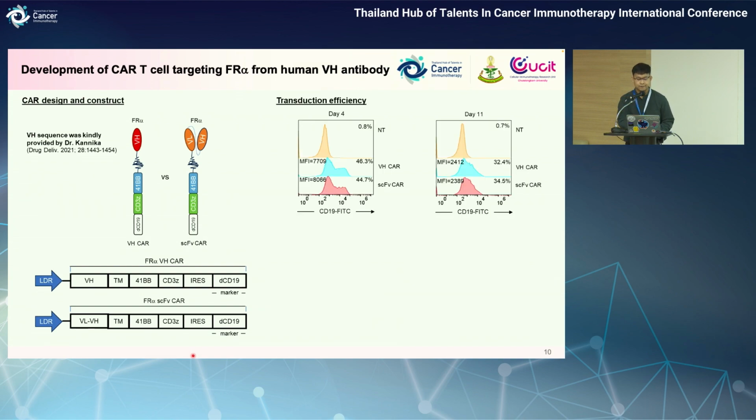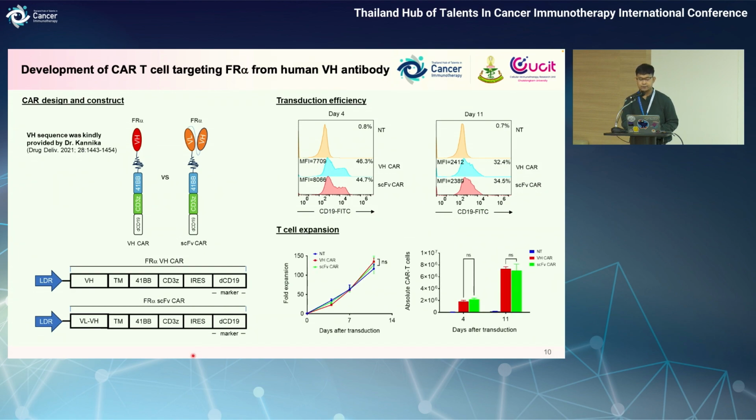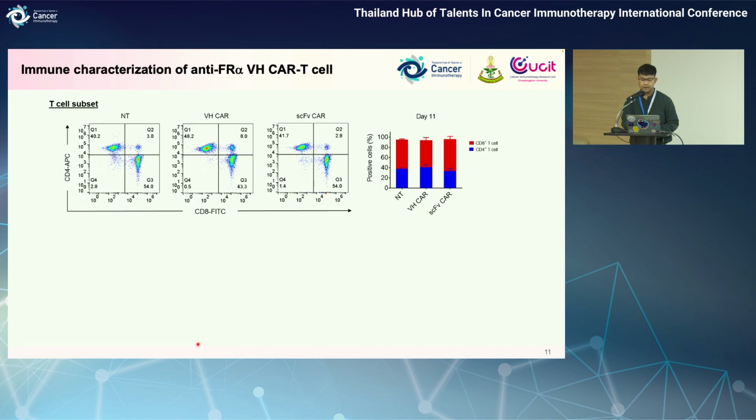The transduction efficiency of our CAR was about 30 to 40% after transduction for 4 and 11 days. T-cell expansion and absolute CAR T-cell number did not differ significantly between scFv and VH CAR. For immune characterization, our CAR products show a 2-to-1 ratio of CD8 to CD4 T cells.